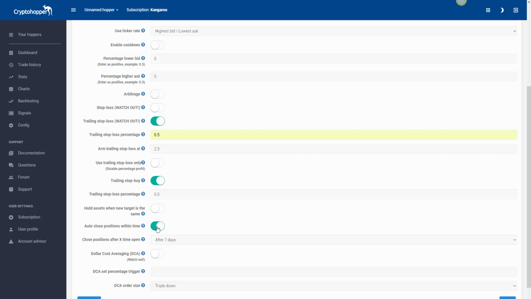There is another option here that I don't like to enable, but you have the option to do: close positions within time. This option is dangerous because if you enable it, as soon as the selected time has passed, the position will be closed. It doesn't matter if it's in profit or loss. So if you enable this, CryptoHopper may sell at a loss after some time.